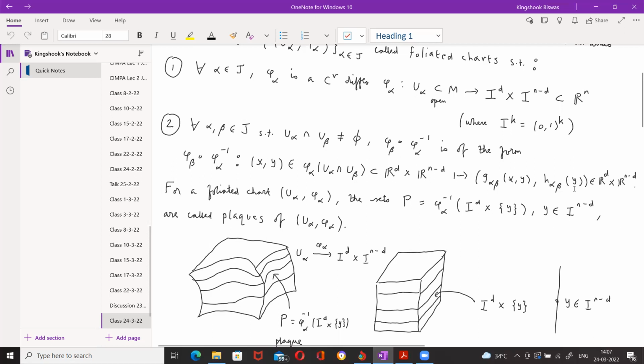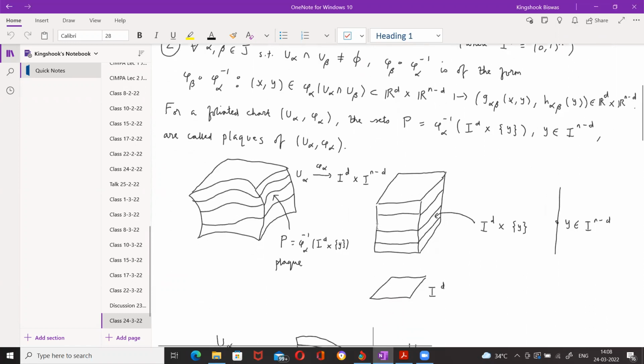So what does this mean? Well, what it means is the following. If I have a foliated chart, then I can look at these sets, which are the inverse image under the chart of the d-dimensional square cross a point y in the (n-d)-dimensional square. These are called plaques. You can think of these as local leaves of the foliation.